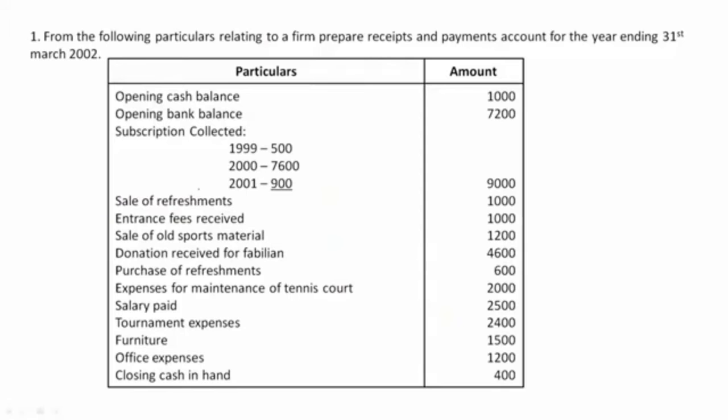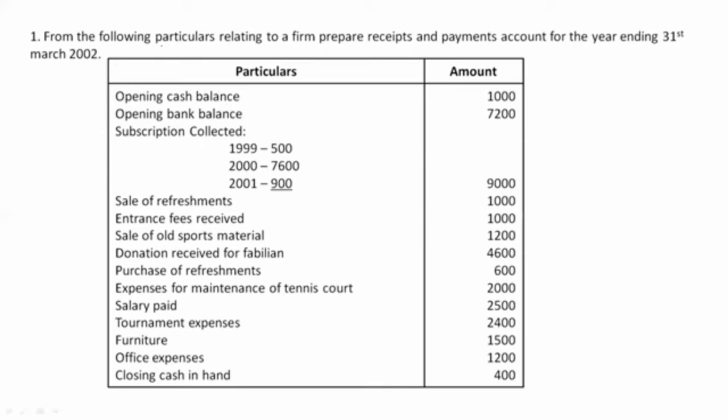The problem is: from the following particulars relating to a firm, prepare the receipts and payments account for the year ending 31st March 2002. Certain items are given here. We have to divide which are the receipts for an NGO and which are the payments for an NGO, or you can also say NPO, non-profit organization. We call it NPO. First of all, opening cash and bank balance is given, so we need to take it.